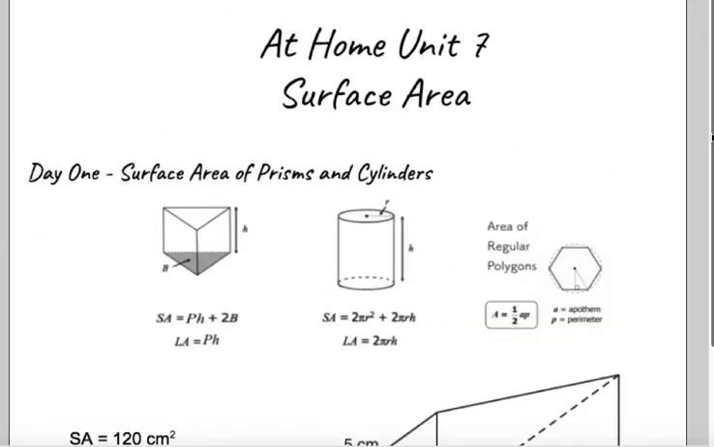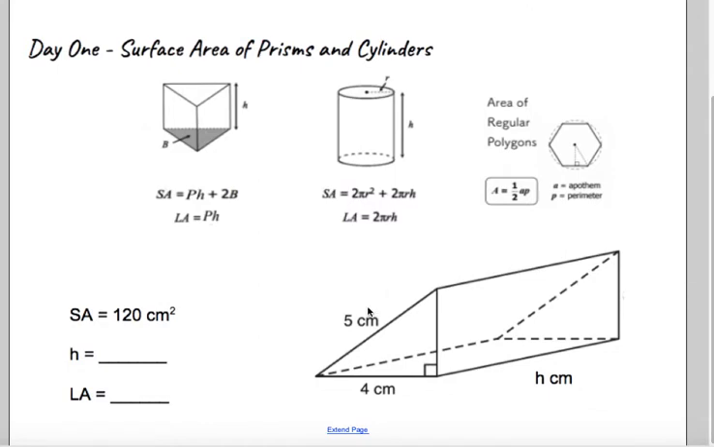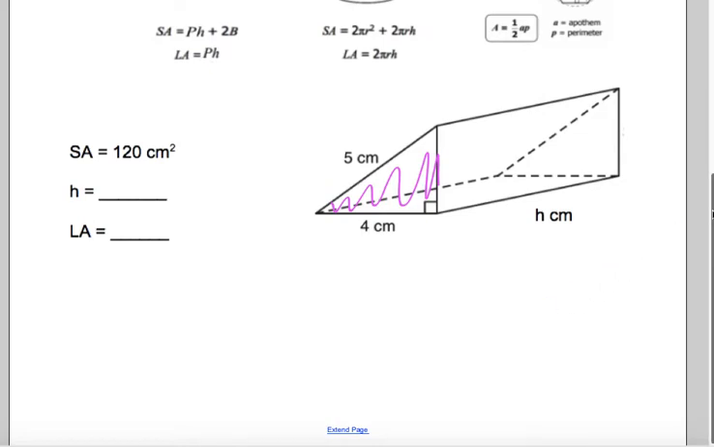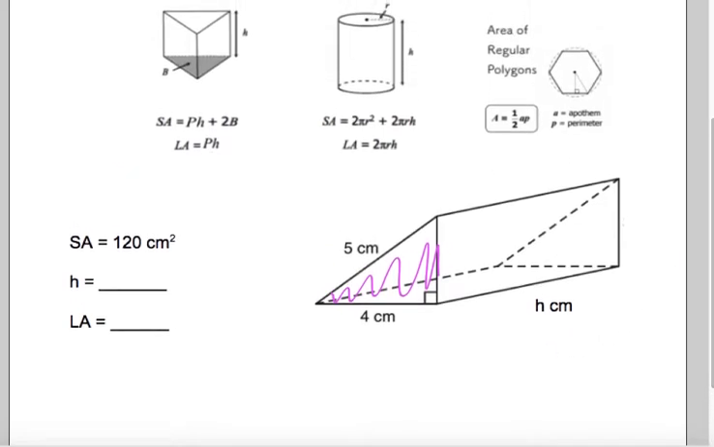Next, we have a triangular prism, and the base is the right triangle that you see here. When you have a prism, if there is a shape that is not a rectangle, that has to be the base. So in this case, the base of the figure is the triangle, and it is a right triangle, so we can use the Pythagorean theorem to find the missing side.